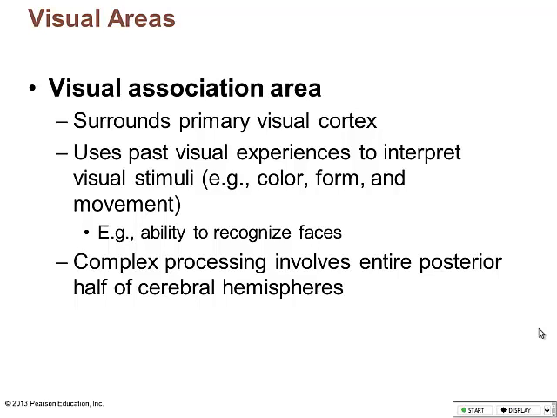Because the information that's being sent in visually is accessing files that know that that's a chair and what color it is. So visual association areas are going to help associate objects with what I see.